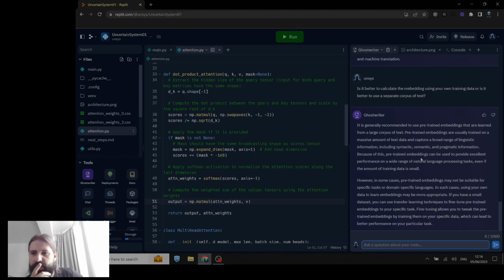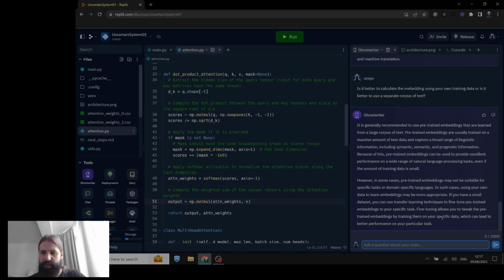So it is generally recommended to use pre-trained embeddings that are learned from a large corpus of text. Pre-trained embeddings are usually trained on a massive amount of text and capture a broad range of linguistic information, including syntactic, semantic, and pragmatic information. Because of this, pre-trained embeddings can provide excellent performance on a wide range of natural language tasks, even if the amount of training data is small. However, in some cases, pre-trained embeddings may not be suitable for specific tasks with a native language. In such cases, using your own data to learn embeddings may be more appropriate.